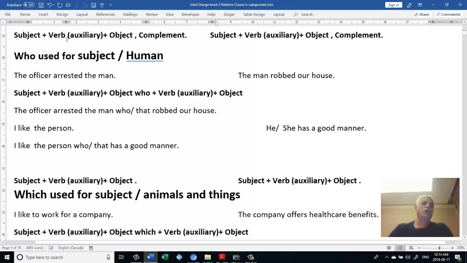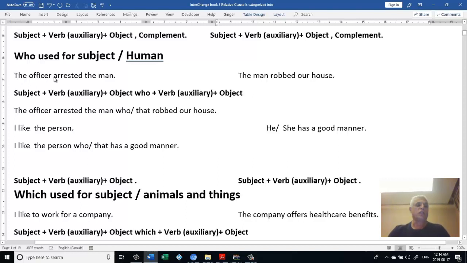In a sentence, first we look for the subject, then the verb or auxiliary verb. We have the object, and sometimes a complement. The second sentence also has subject, verb, auxiliary, object or complement. Who, we use for the subject, as we said, in American English.